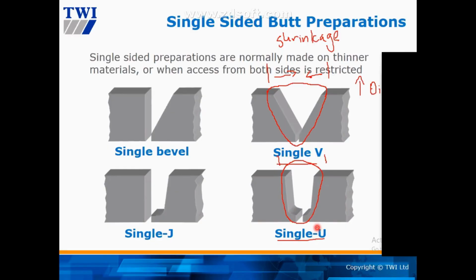So this type of joint, single V especially, gives more distortion compared to single U. In single U, there is less distortion, but it has a problem with solidification crack. All right, the problem is solidification cracking. We're going to discuss it in detail in the topic weldability of steel: why single U is more likely at high risk of solidification cracking.